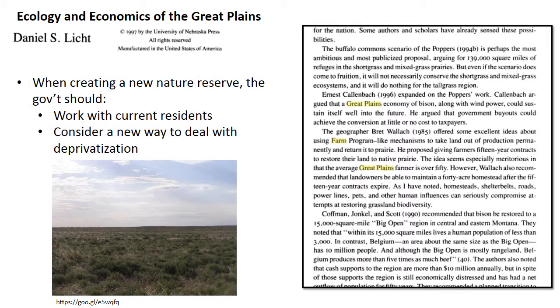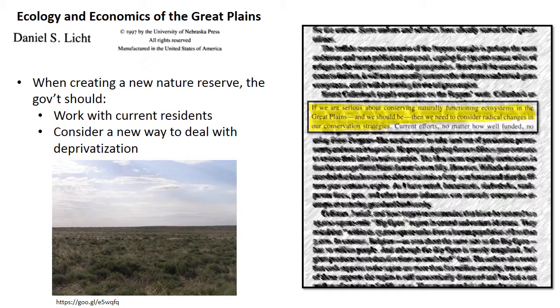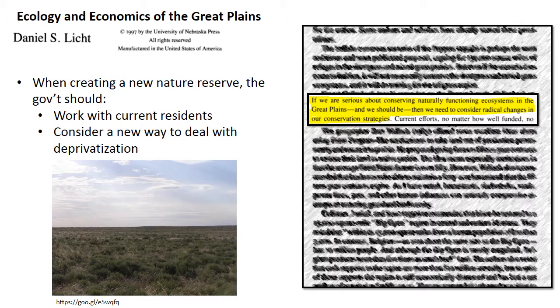Still, the idea of restoring portions of the Great Plains has only become more frequently brought up over the years. And according to this article by Daniel S. Leaked, if we are serious about conserving naturally functioning ecosystems in the Great Plains, and we should be, then we need to consider radical changes in our conservation strategies. When creating a new nature reserve, the government should work with the farmers, aka the current residents. This was one of the biggest criticisms of the Poppers' initial approach, and possibly consider a new way to deal with failing farms.